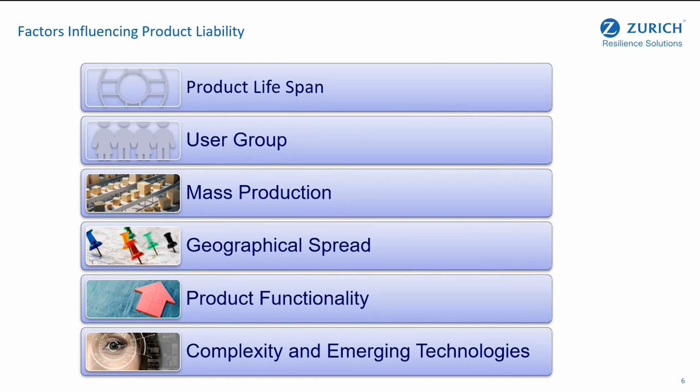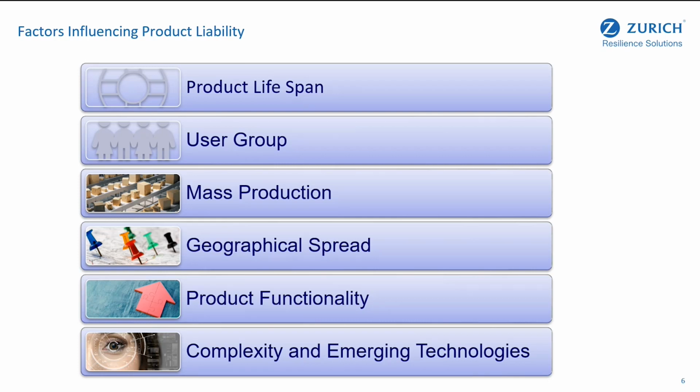The fifth factor there is product functionality. This again will have a huge impact on the product liability itself. Depending on how the product is used, in what manner it's used, that could have a degree of impact on the lifespan of that product itself. So it works hand in hand with product lifespan, and in some respects, user group. Functionality in itself is key, and the definition of that functionality and how that product works makes a huge difference.